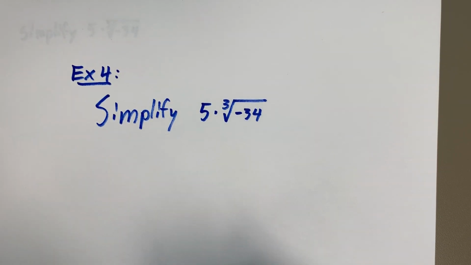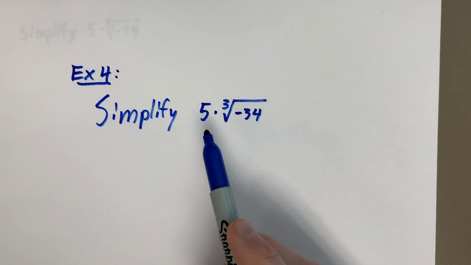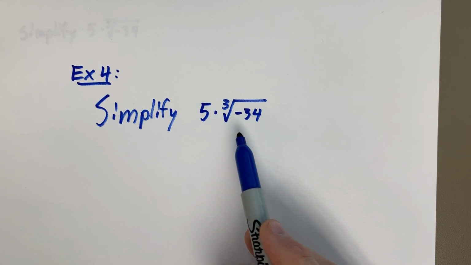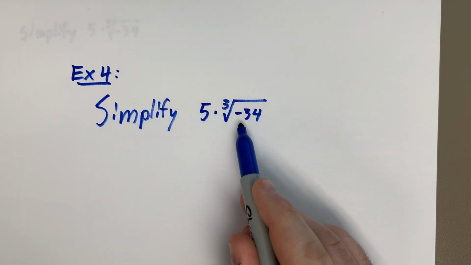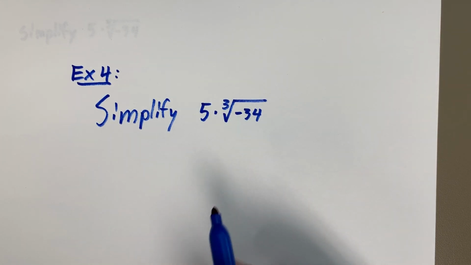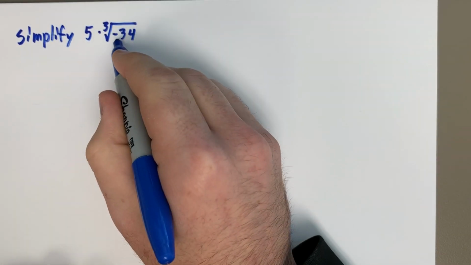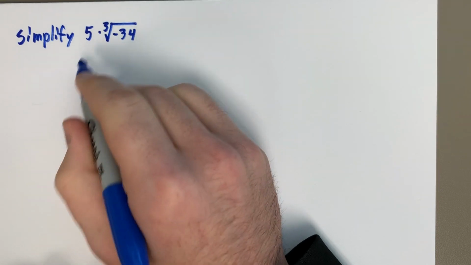In this video, we're going to be talking about how to simplify the expression 5 times the cube root of minus 34. So just like in the last example, we're dealing with a negative inside an odd root radical. So we know how to handle that. The negative is just going to get pulled out.